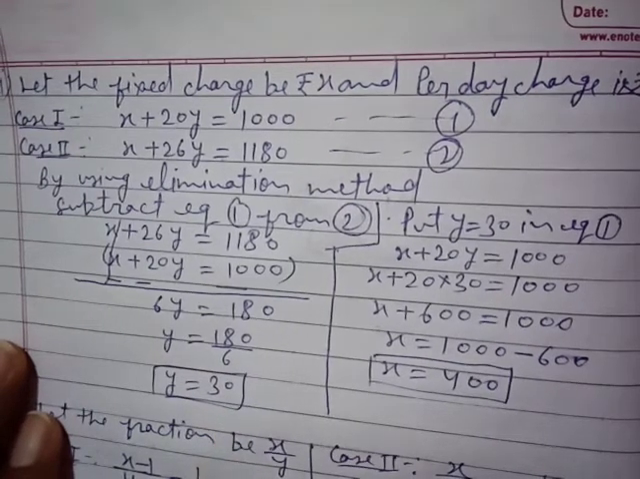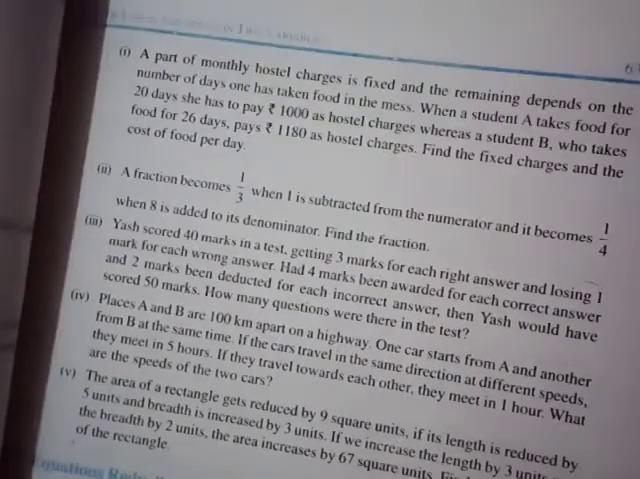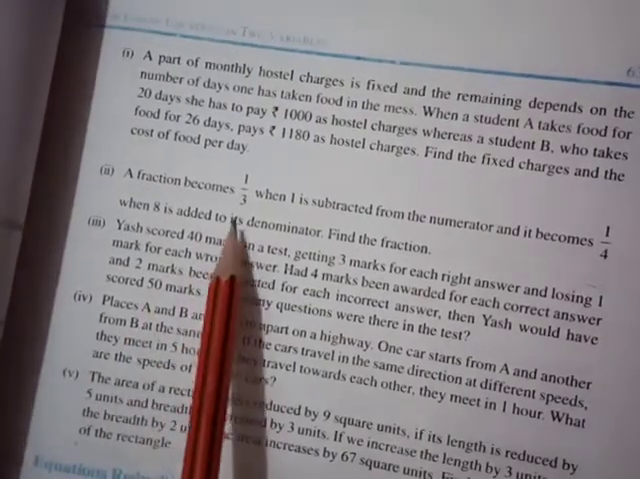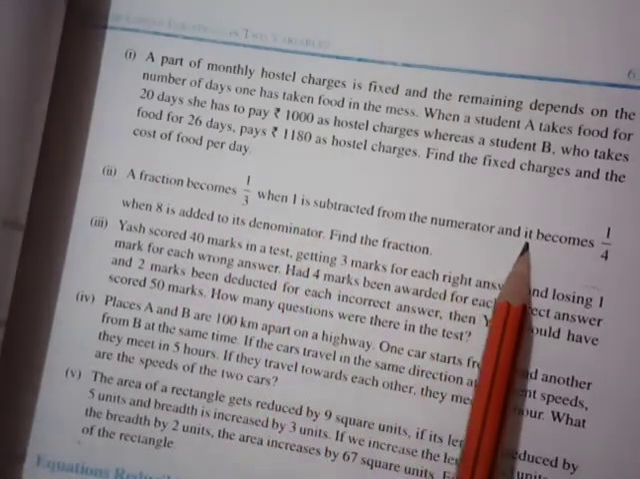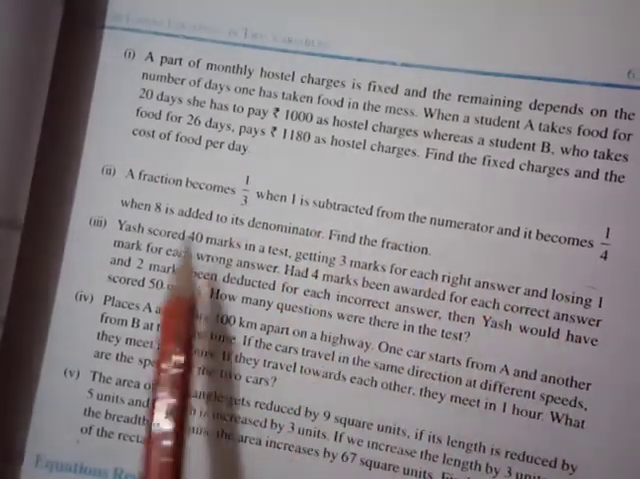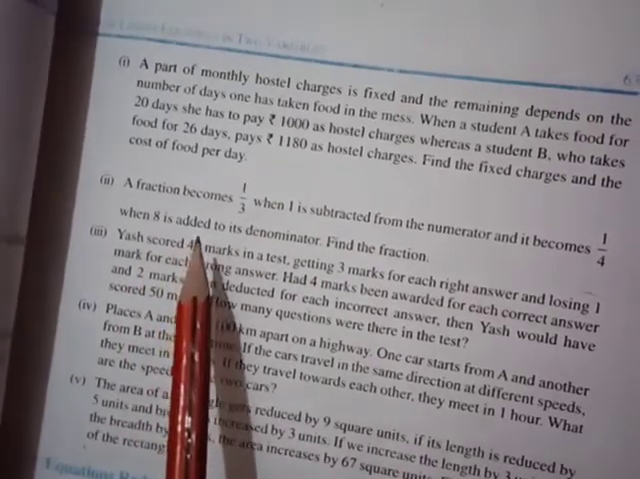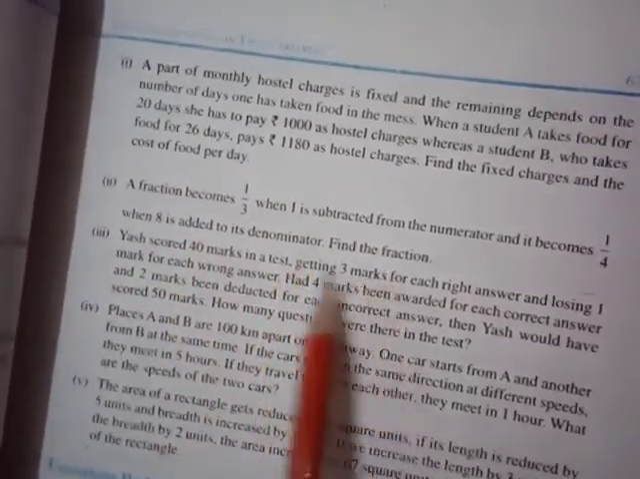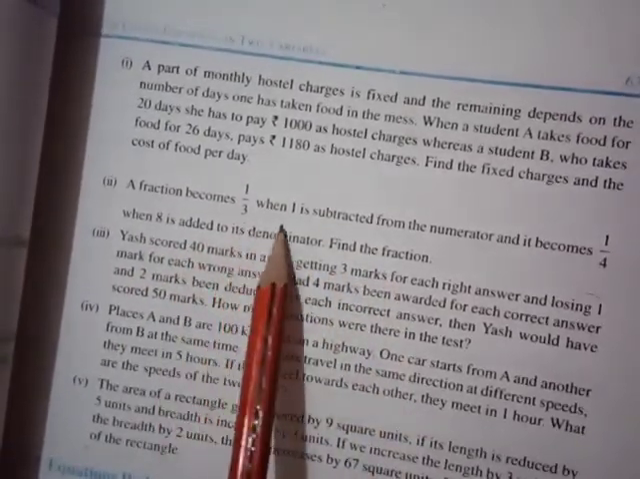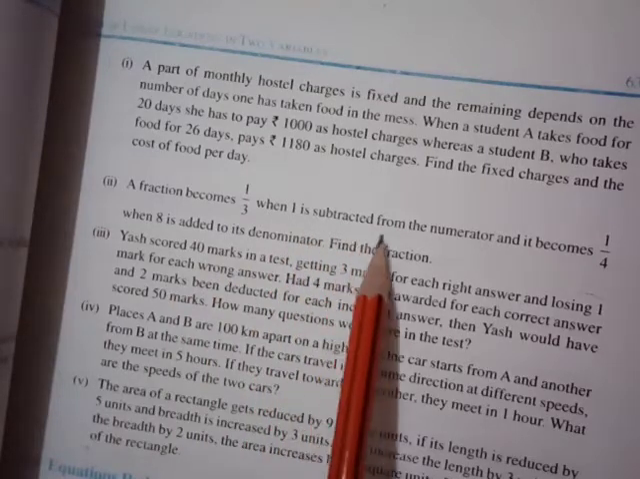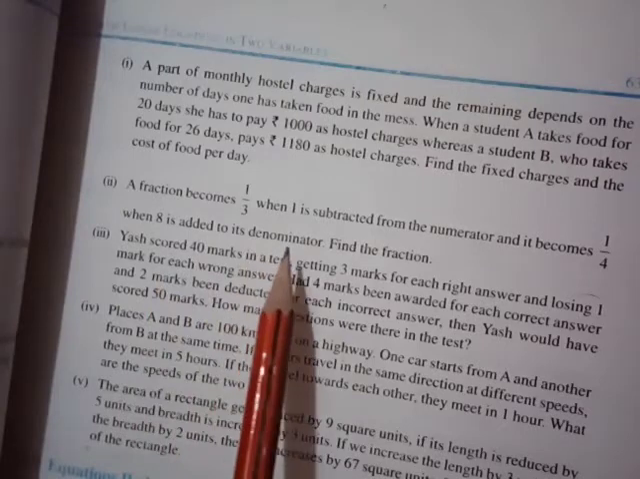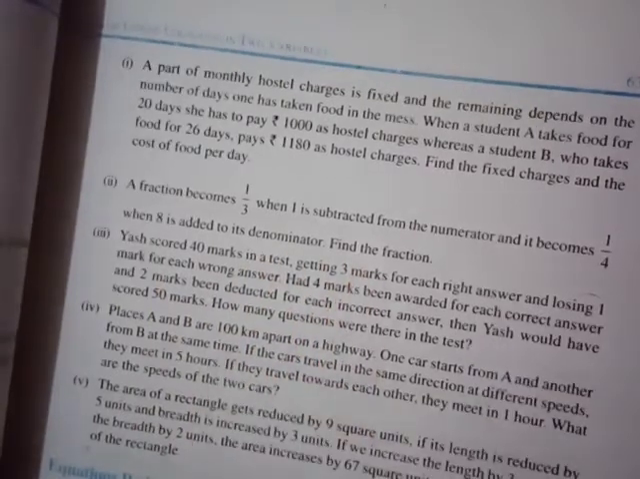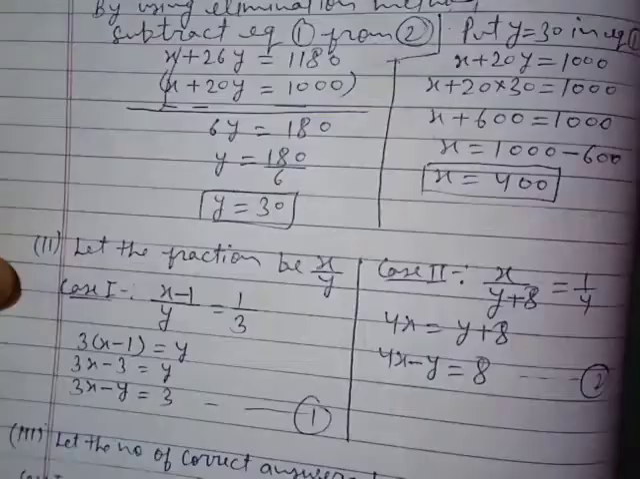Okay, now see the second part. Second part is a fraction becomes 1 by 3 when 1 is subtracted from the numerator, and it becomes 1 by 4 when 8 is added to its denominator. Find the fraction. How will you find the fraction?